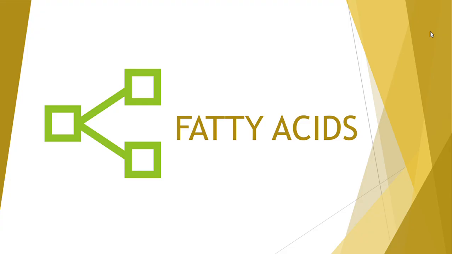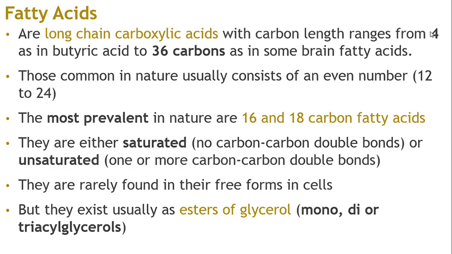Alright, so let's continue from the fatty acids. Now, for the fatty acids, we are saying they are just long chain carboxylic acids with carbon length that ranges from 4 to 36 carbons at most. And if it has 4 carbons, we call it butyric acid. And the long chain fatty acids contain about 36 carbons.